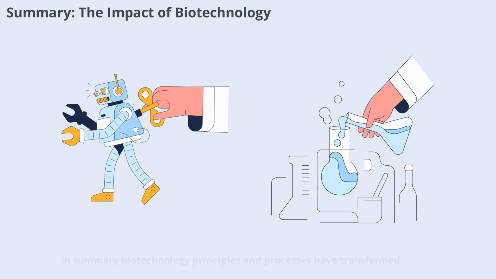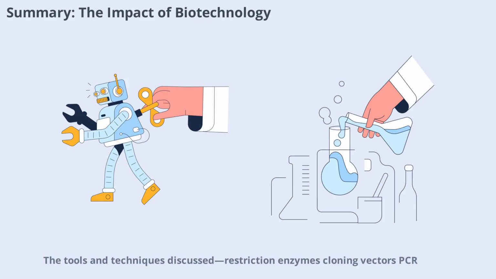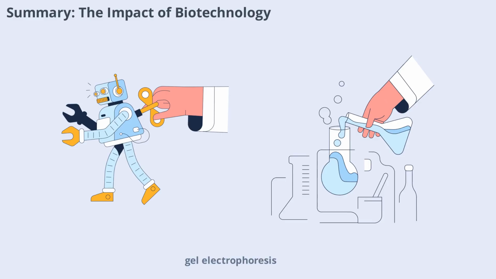In summary, biotechnology principles and processes have transformed the way we approach challenges in health, agriculture, and industry. From the precise cutting and joining of DNA to the amplification and large-scale production of valuable products, each step relies on a deep understanding of molecular biology and innovative technology. The tools and techniques discussed, restriction enzymes, cloning vectors, PCR, gel electrophoresis, and bioreactors, are the foundation of modern genetic engineering.